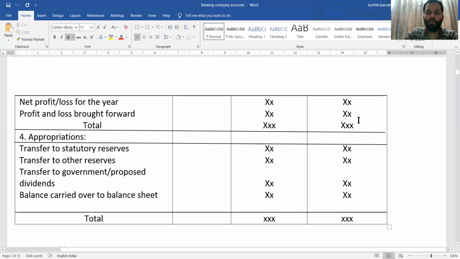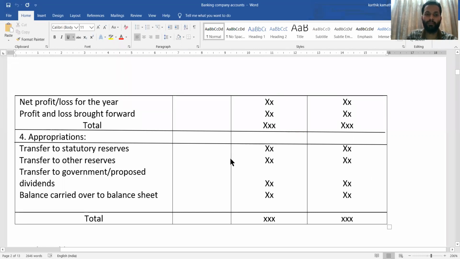Third head, the total amount, minus fourth head, all the amount. That is, from the third head you are going to deduct statutory reserve, other reserve, and dividend, then you will get balance carried over to balance sheet. This amount you need to show under reserves and surplus. That is schedule number 2 while preparing the balance sheet.